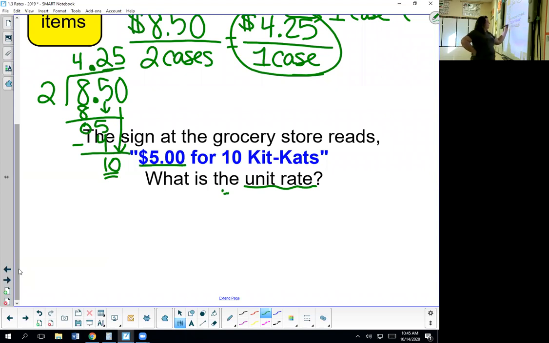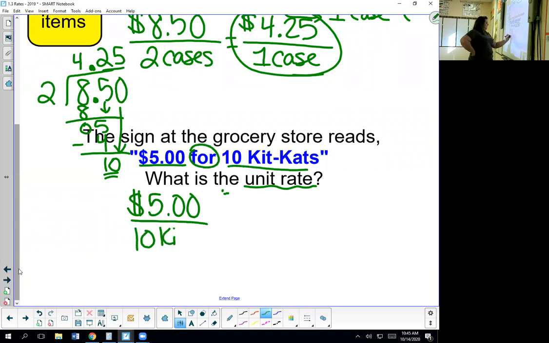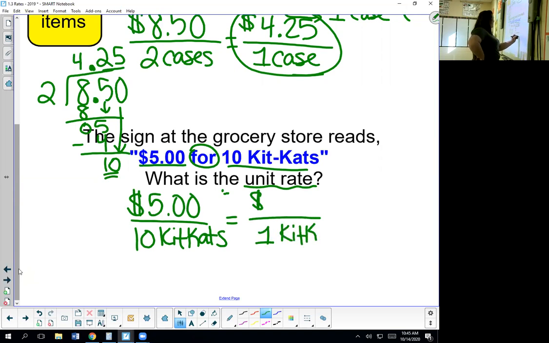We want $5, so money goes on top, for 10 Kit Kats. What do I want to know? I want to know, what is it going to cost me for 1 Kit Kat bar? Break me off a piece of that Kit Kat bar. Yes, that's good. Okay. So here's where kids get confused and freaked out, like, oh my gosh, this looks weird.